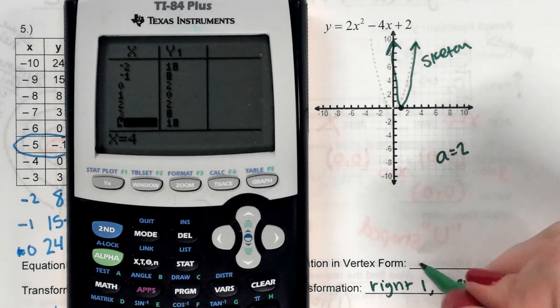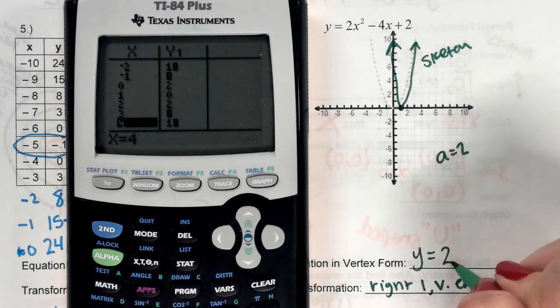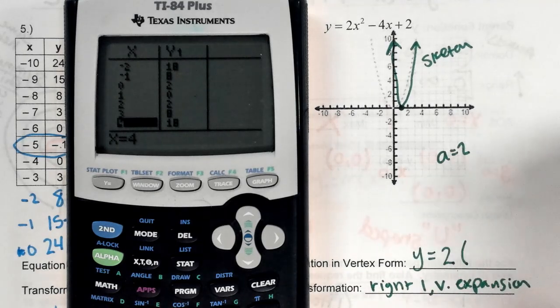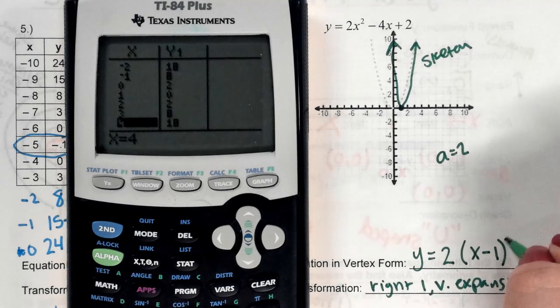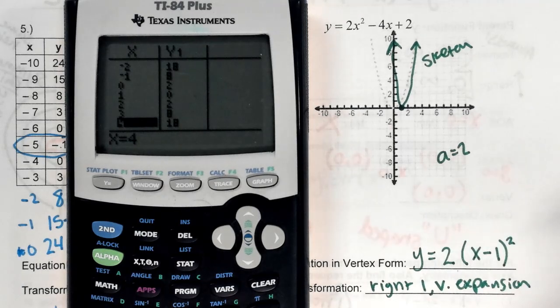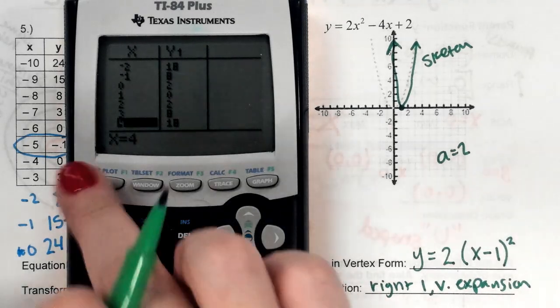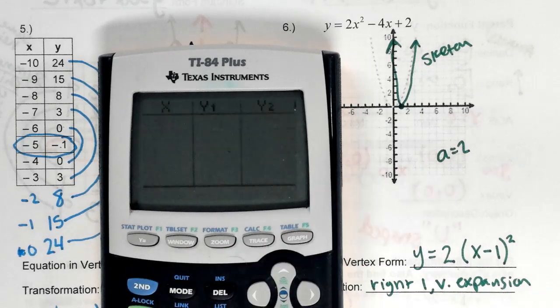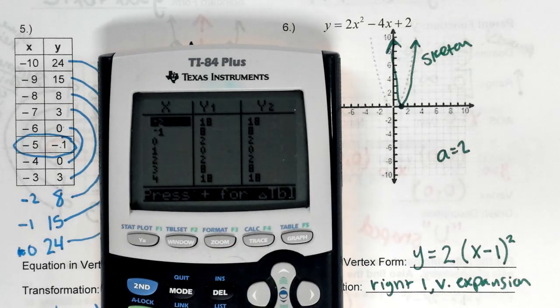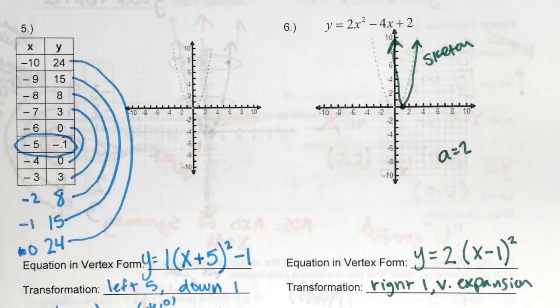So for a vertex form, we have y equals a is 2, parentheses. Did it have a left or right change? Yes, it went right 1, so the opposite of that is -1. Did it have an up or down change? No. So watch, we can type that equation when you're given a different form into your y2, and you can go to your table. Did all the y's match? Yes. Then we did it correct. Okay, so that's all we're going to do for that note page.